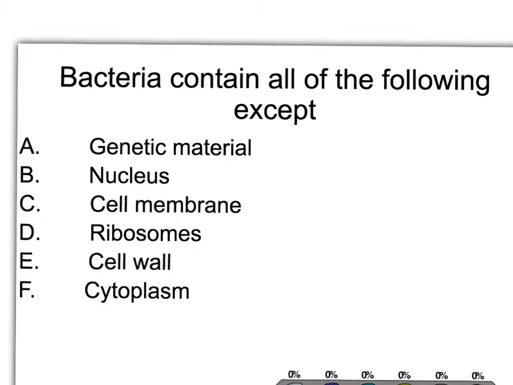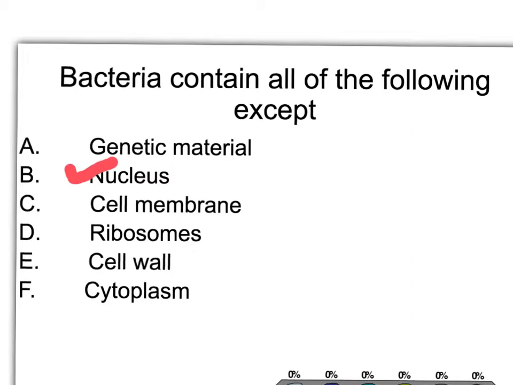Well, the correct answer is that bacteria do not contain a nucleus. So they have genetic material, and that's in the form of DNA. And I've been trying to write that word down on this Explain Everything. I've been extremely unsuccessful, so we will not be writing that down at the moment.